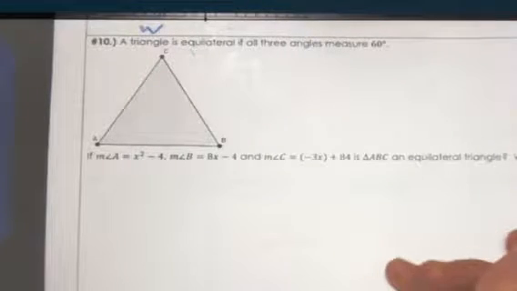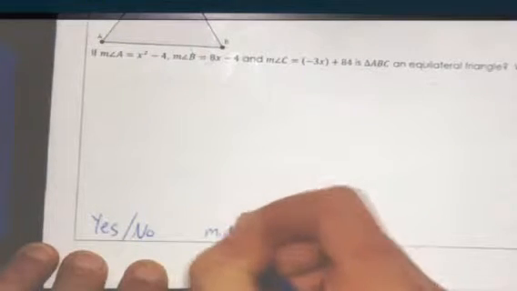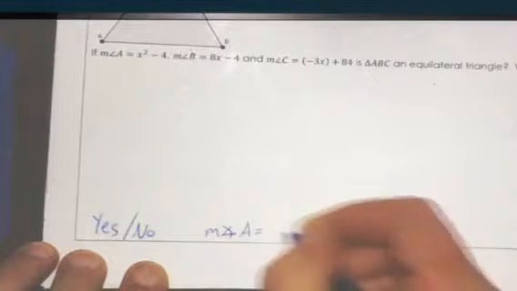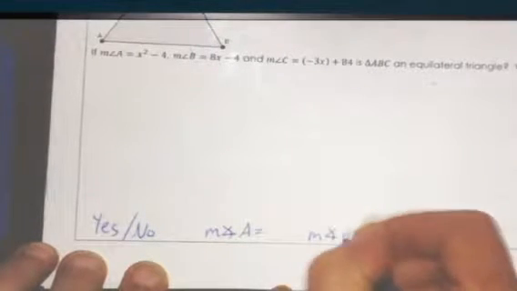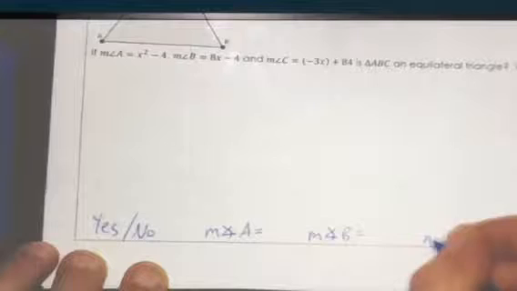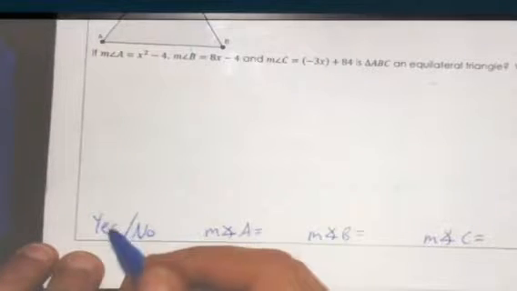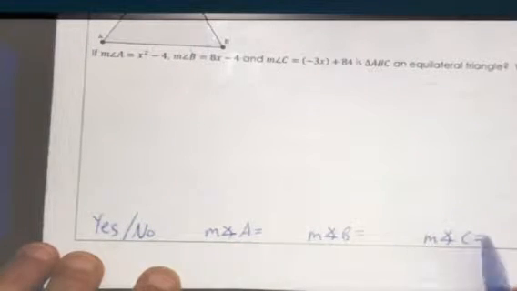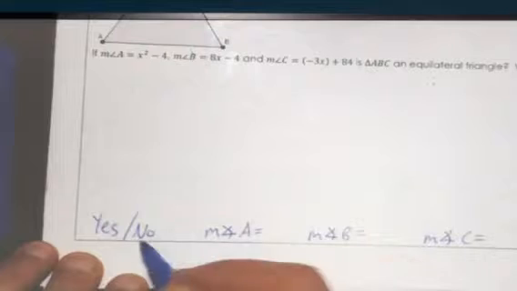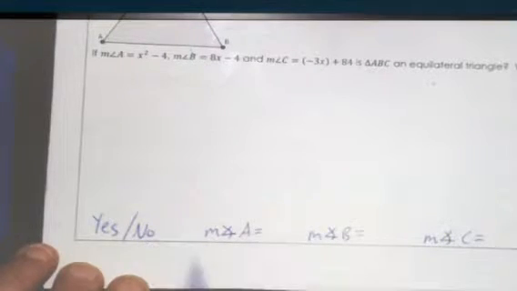Why or why not? So my answer here is either yes or no, and my justification is going to be the measure of angle A equals, the measure of angle B equals, and the measure of angle C equals. If I get 60, 60, 60, then I will say yes. If I get any angle that is not equal to 60, I will say no, not equilateral.